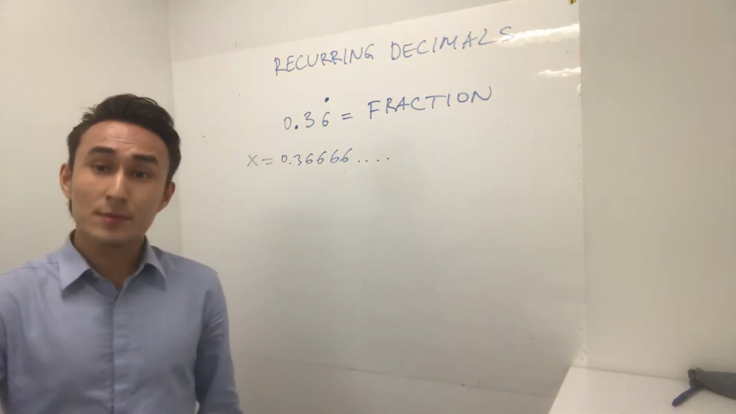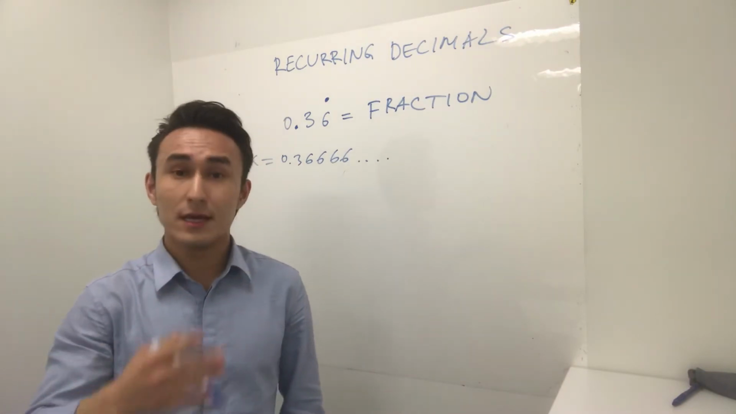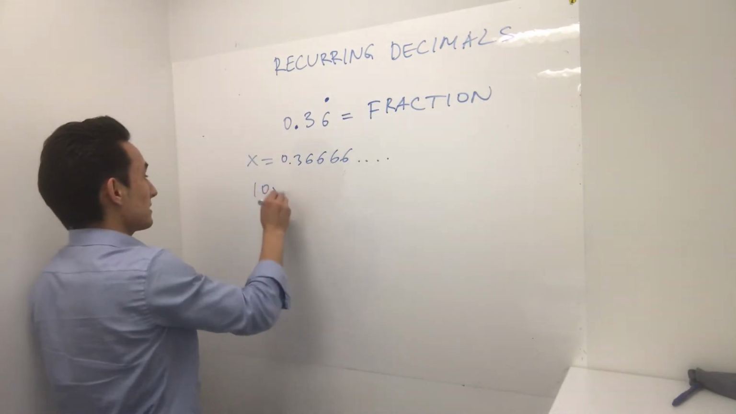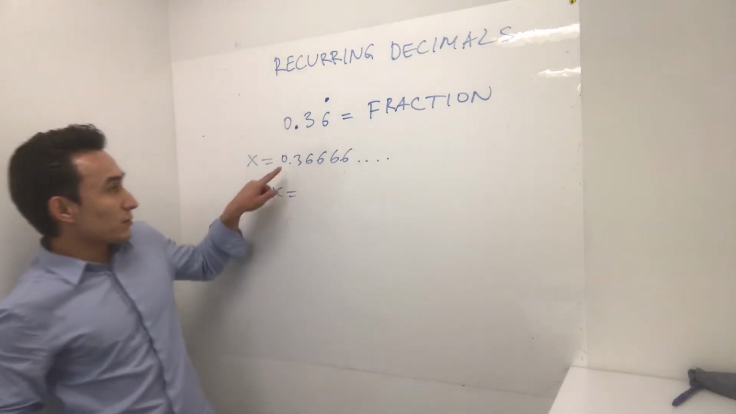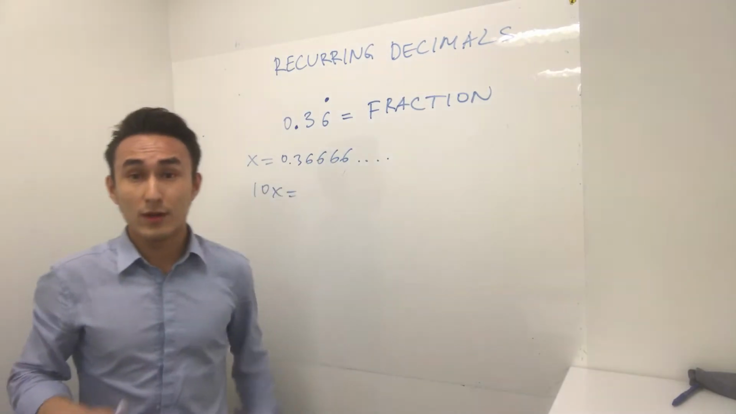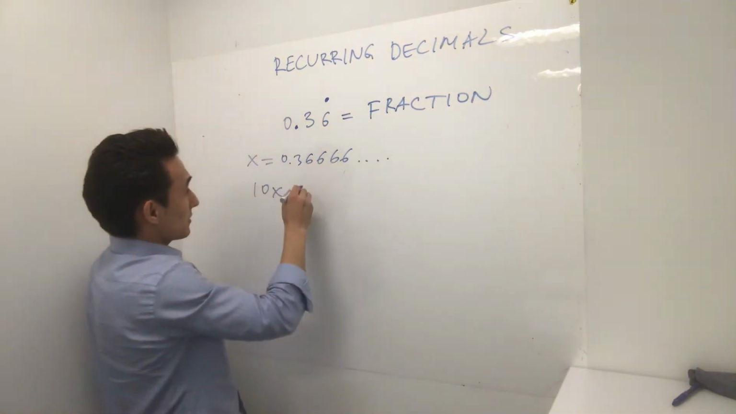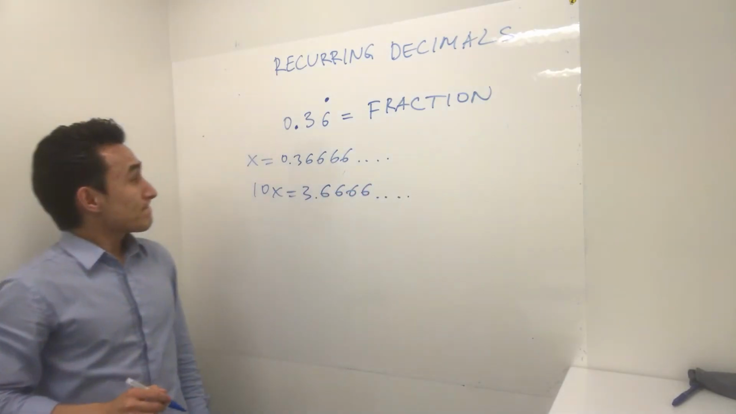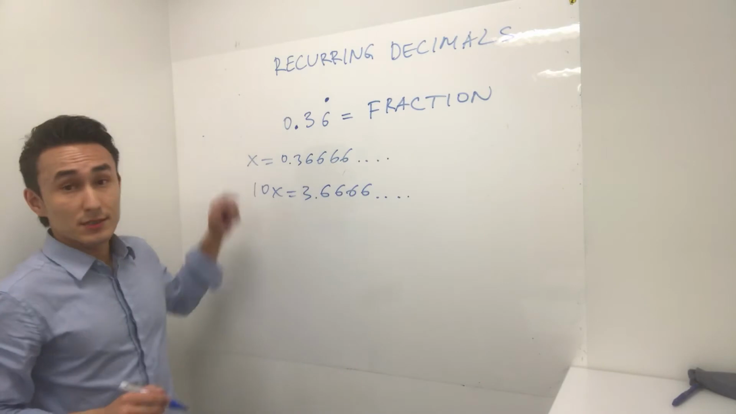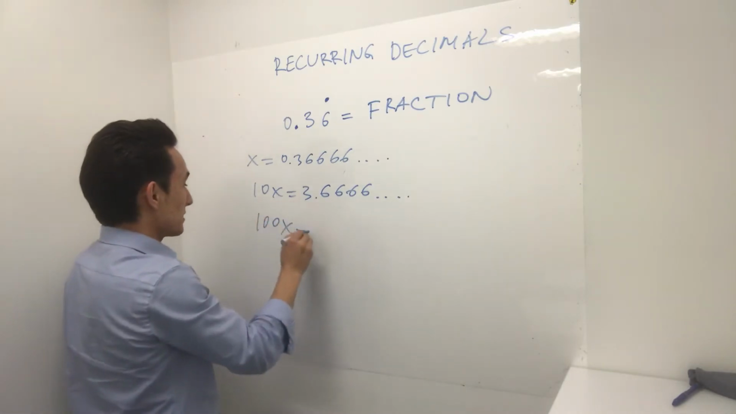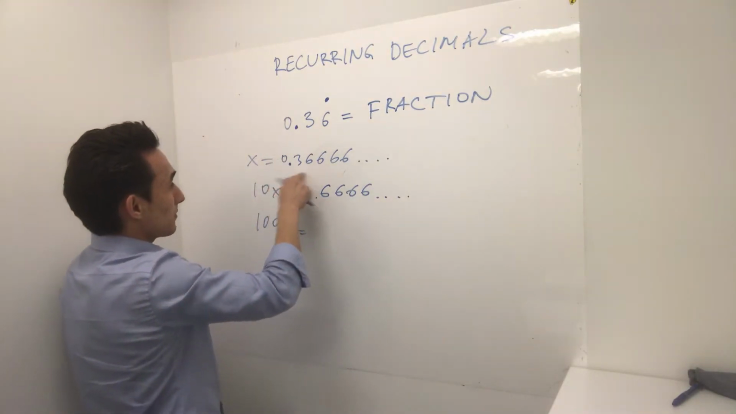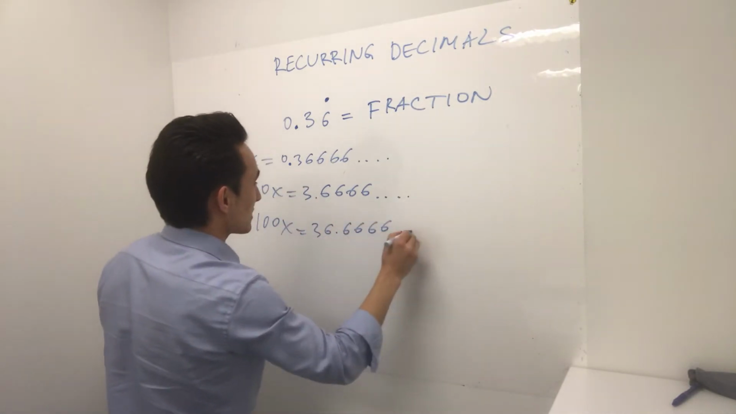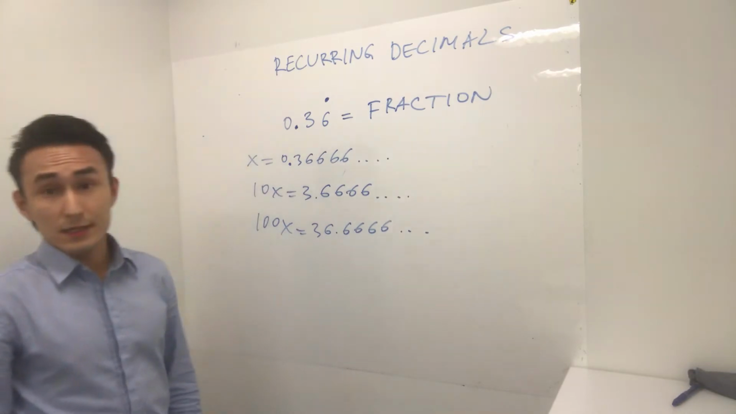Next step is we always multiply by 10, by 100, by 1000, and you will see why in a second. Let's multiply this by 10. So 10x is equal to, you move the decimal point to the right by 1 digit, so it becomes 3.6666 and so on. Multiply by 100, so 100x is equal to, the decimal point moves by 2 digits, so it becomes 36.6666 and so on.